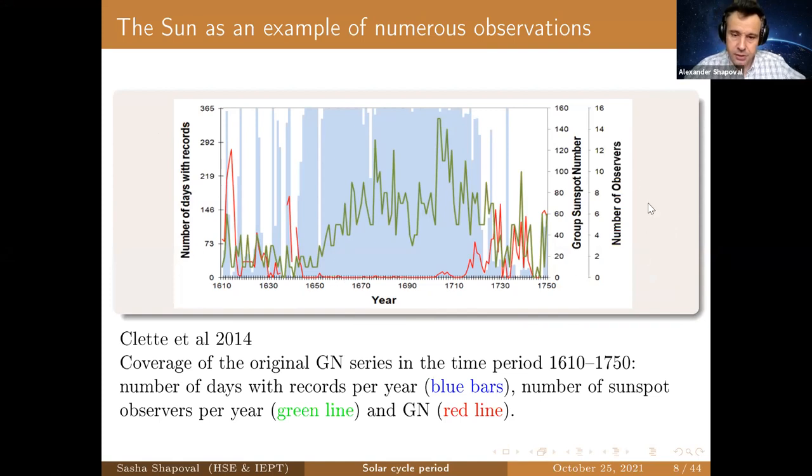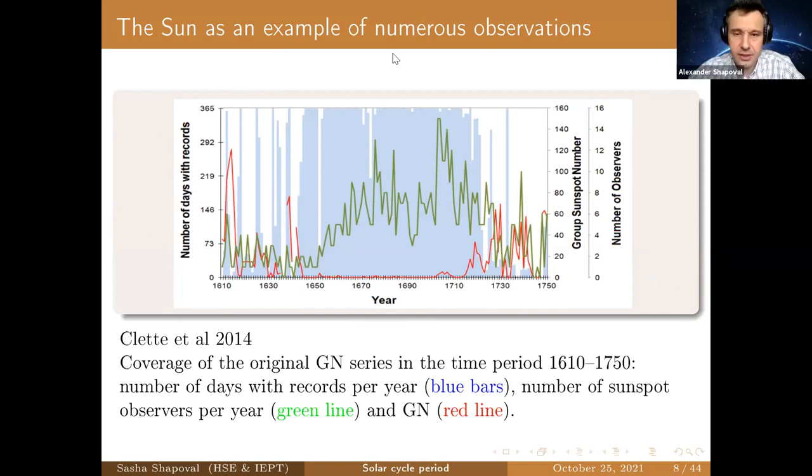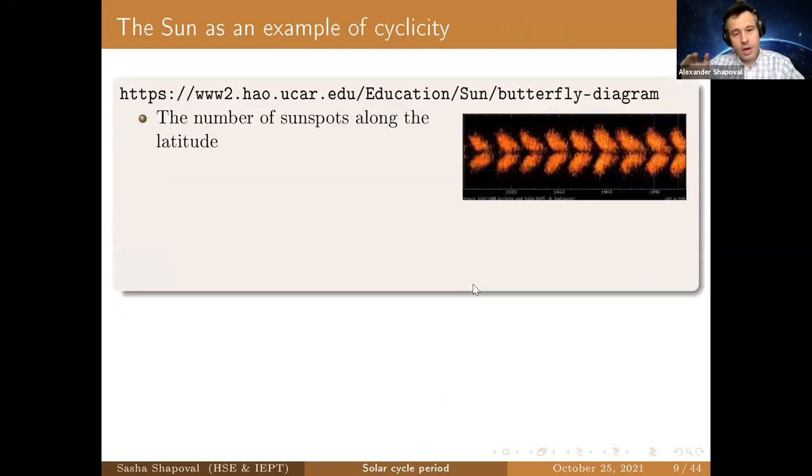I previously discussed this picture and tried to say that the sun is an example of numerous observations. And I stressed your attention on the Maunder Pause when the sunspots were almost absent. And it is shown by the red curve. And now I'm going to propose you to look at the sun as an example of cyclicity.